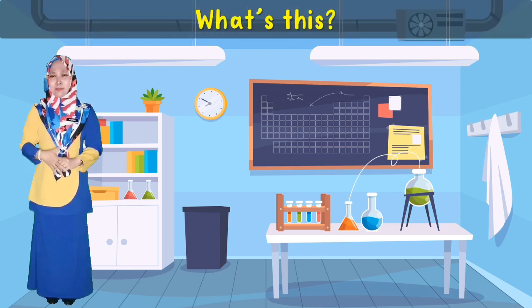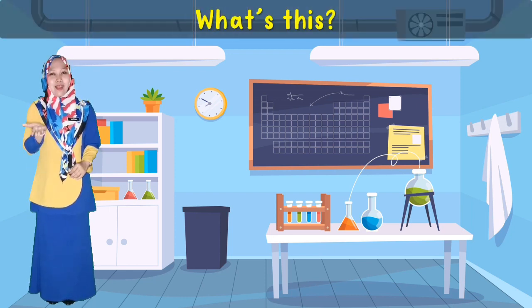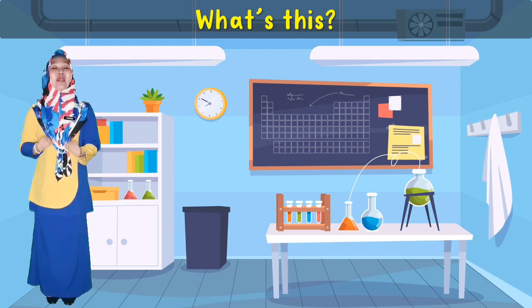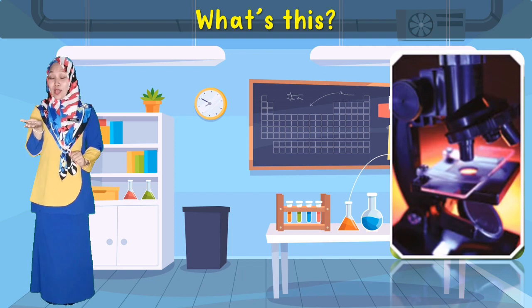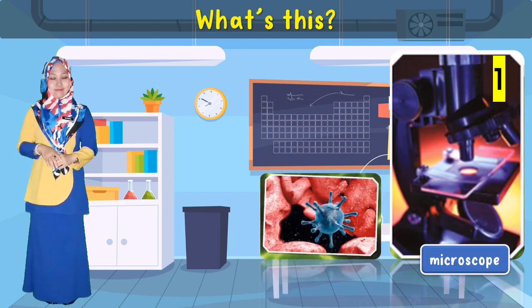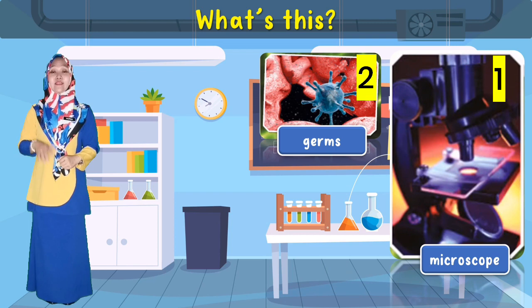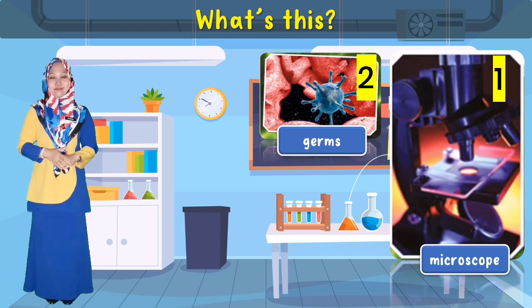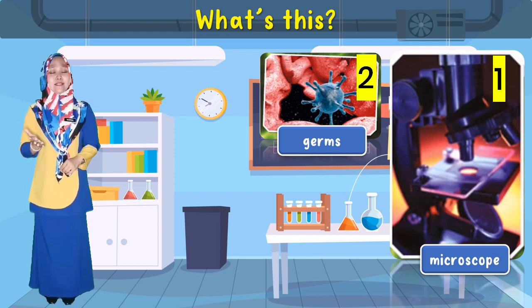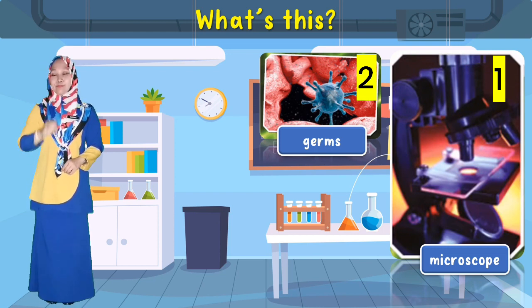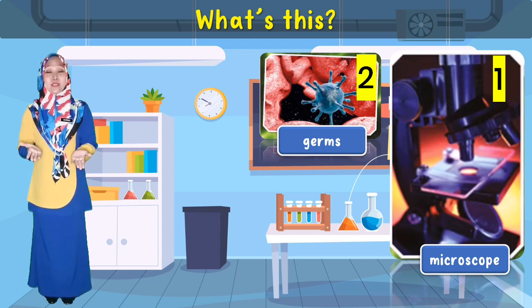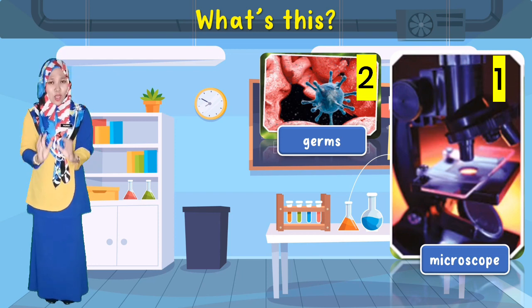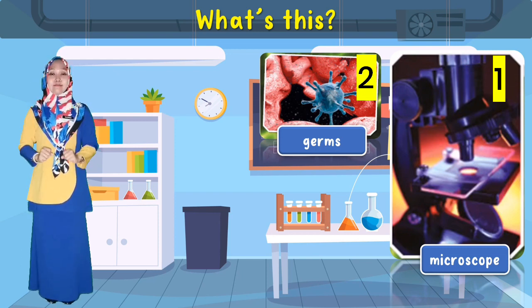Do you know anything about germs? If they are harmful to people, and why? Now, I want you to look at picture number 1 and picture number 2. Can you please identify the object in picture number 1 and picture number 2? In picture 1 is a microscope. Microscope is a device that uses lenses to make very small objects look larger.